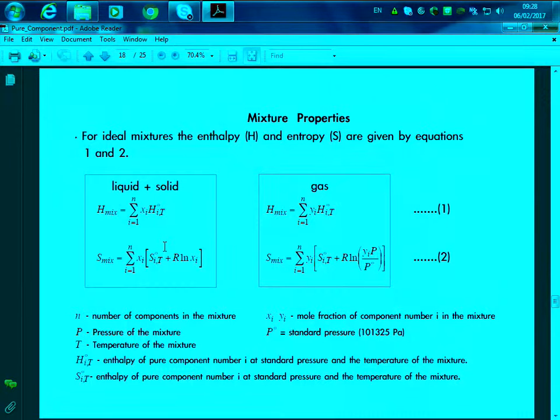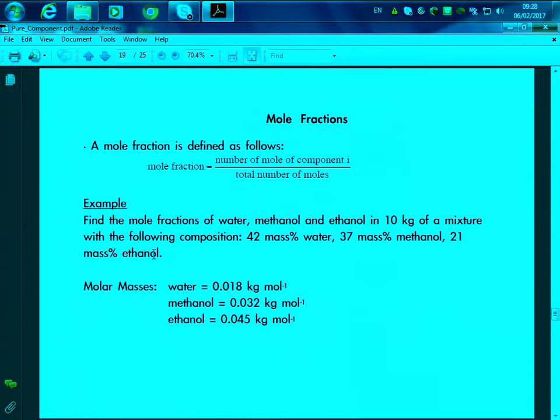So now there is an example. So we have a mole fraction. Some of you may already know that, but for those who need a little bit of reminder, the mole fraction will be the number of moles of component i over the total number of moles, so a percentage basically.